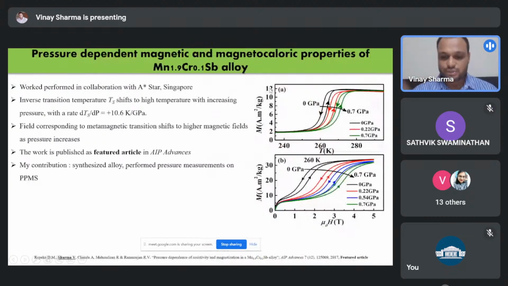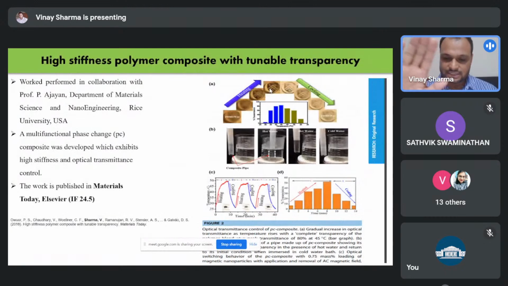As soon as you turn off the current, the particles start cooling down, and once the whole thing cools down, the wax again becomes opaque. So this is a good phenomenon. Why? Because this can be very useful in security systems.